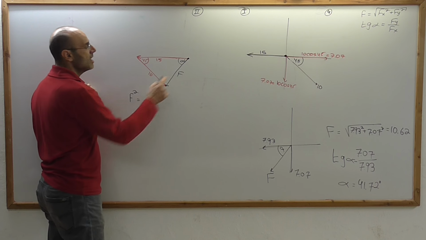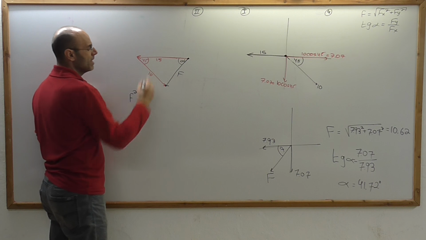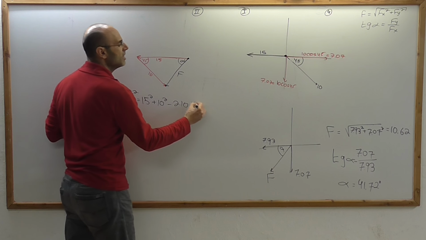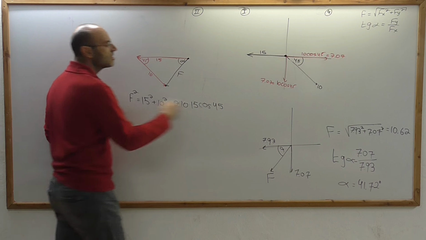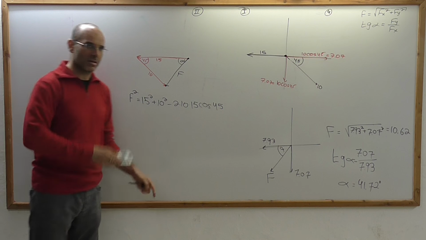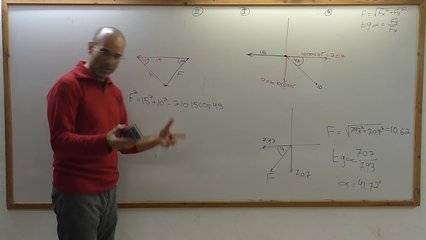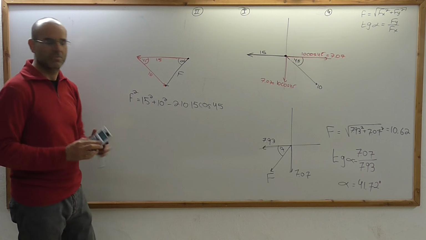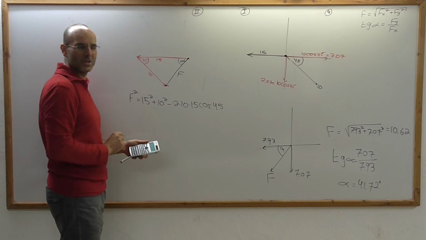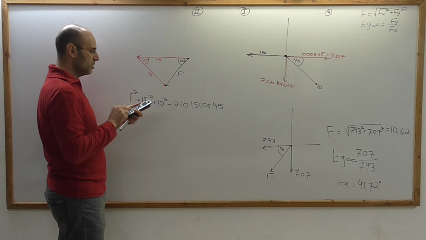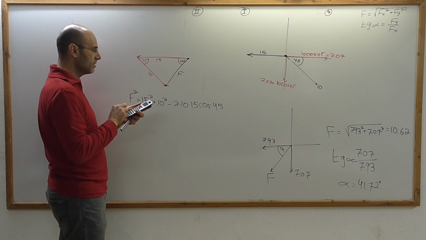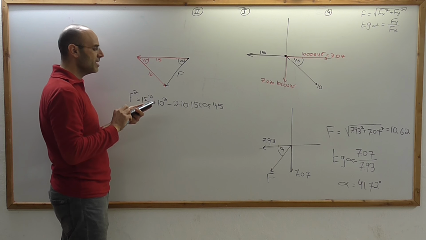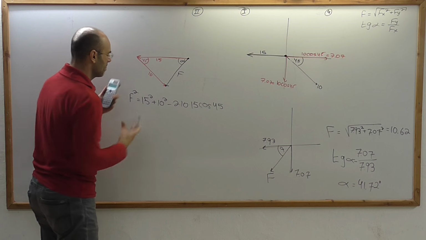Cosine law is f squared equals 15 squared plus 10 squared minus 2 times 10 times 15 cosine 45. This is the cosine law. It's not a mathematical teaching now, so if you don't know it, leave it. If you know it, you know another way to do these problems. 15 squared plus 10 squared minus 2 times 10 times 15 cosine 45, square root.